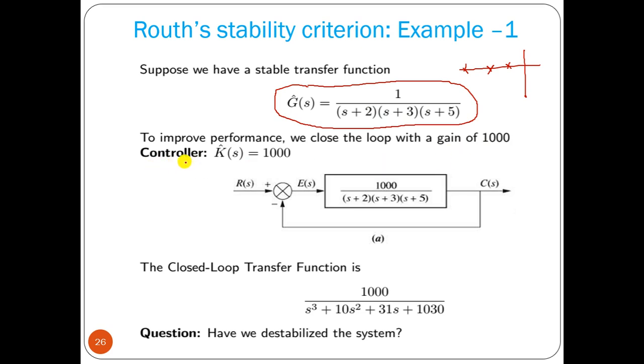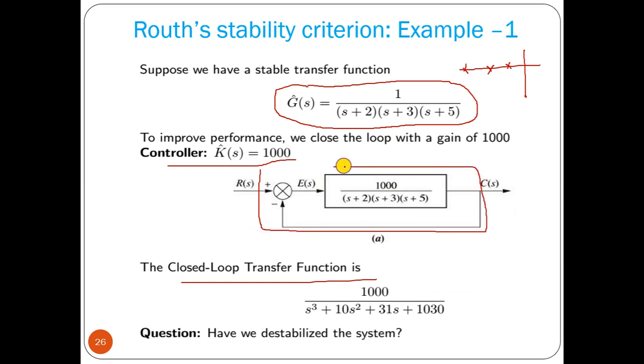Now we have included one controller variable, 1000. Instead of having this one, we are inserting a controller gain factor of 10,000. So if you want to find out the closed loop transfer function of this system, that will be this value using the formula G divided by 1 plus GH. Here H equals 1. So G divided by 1 plus this factor.